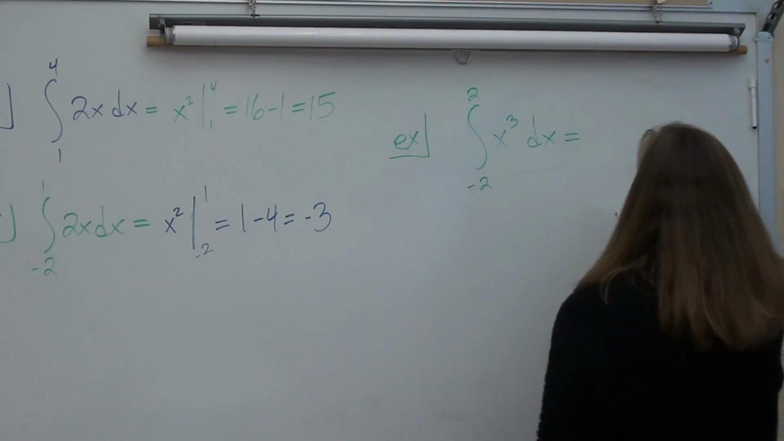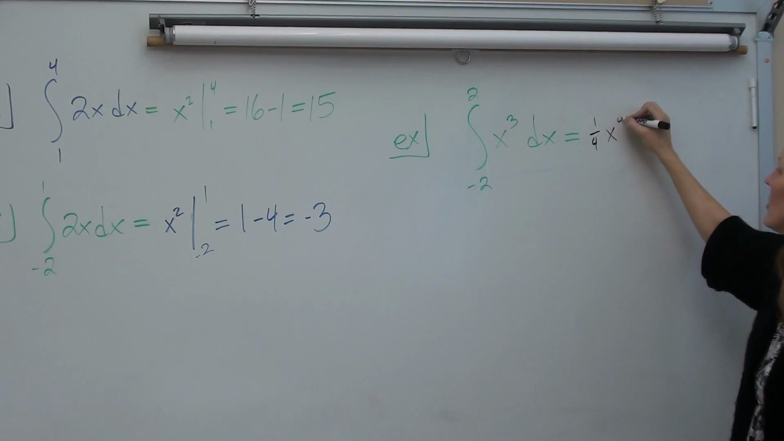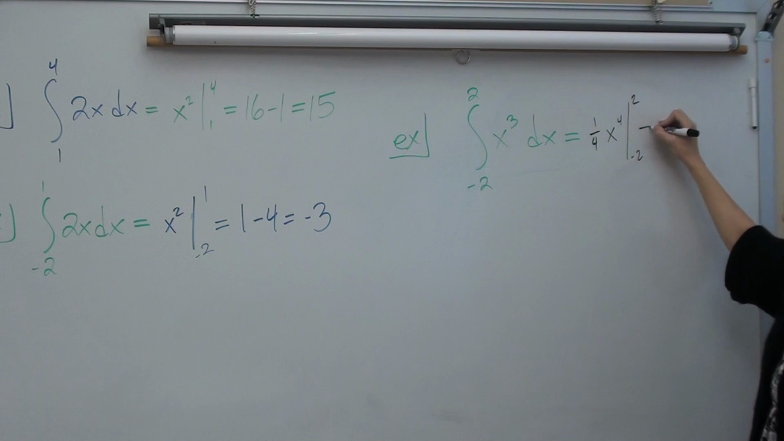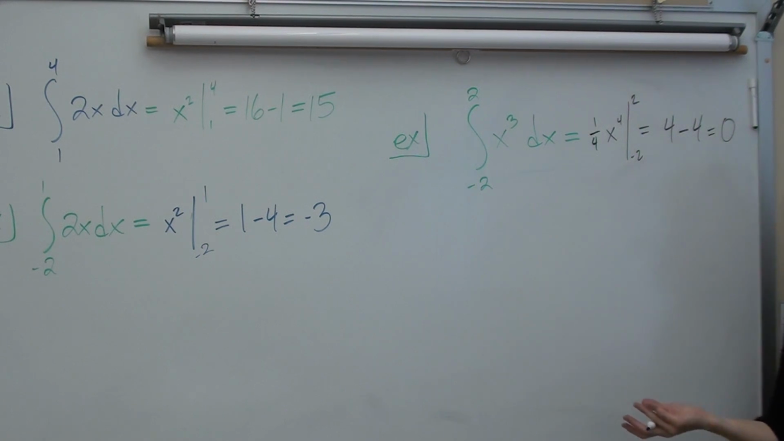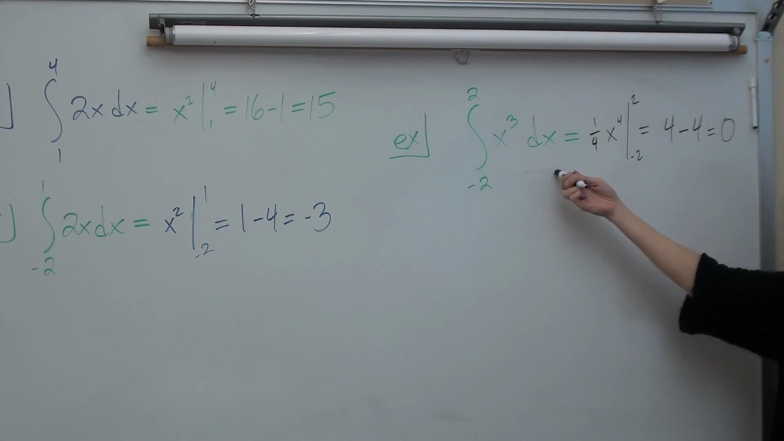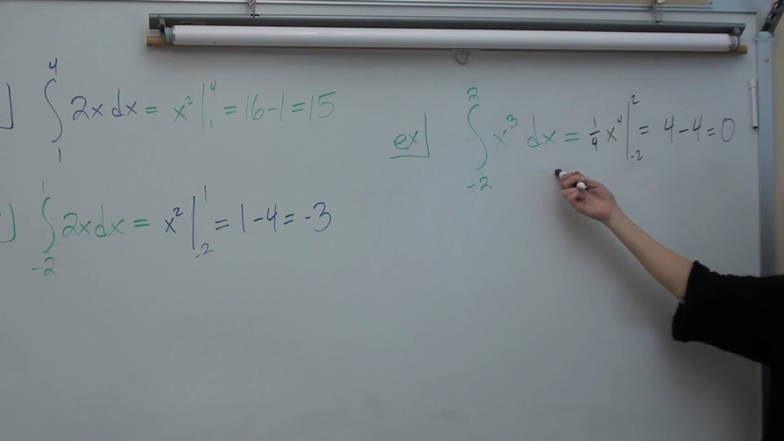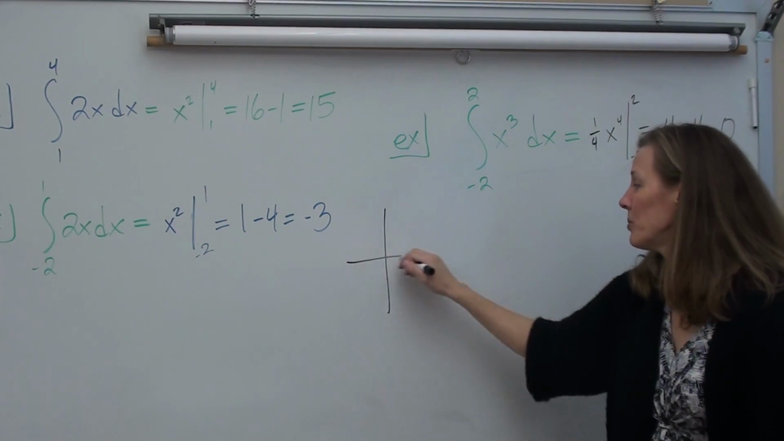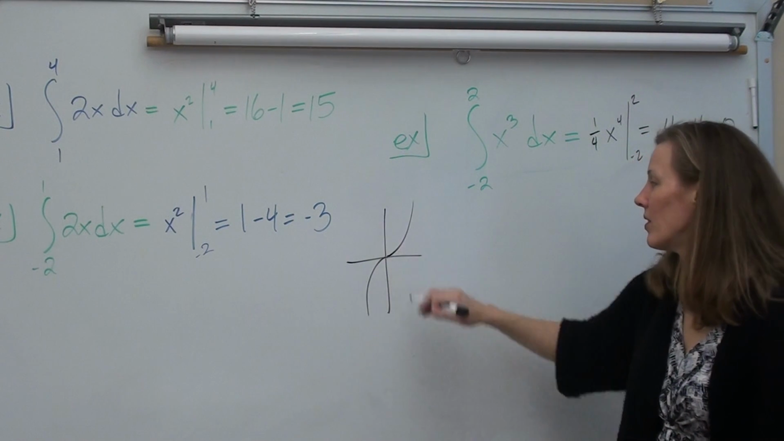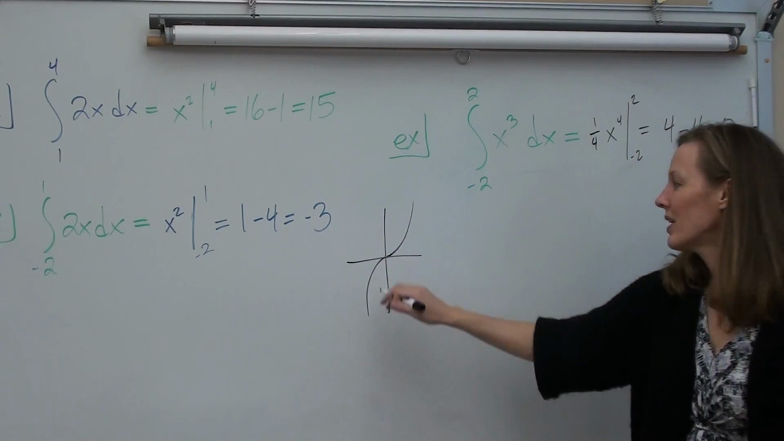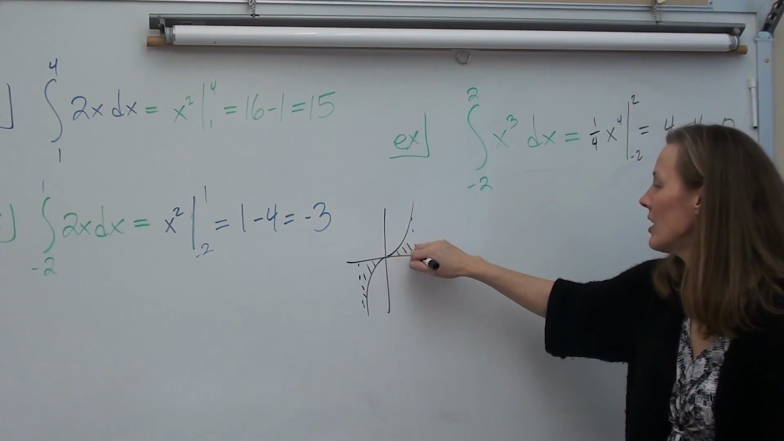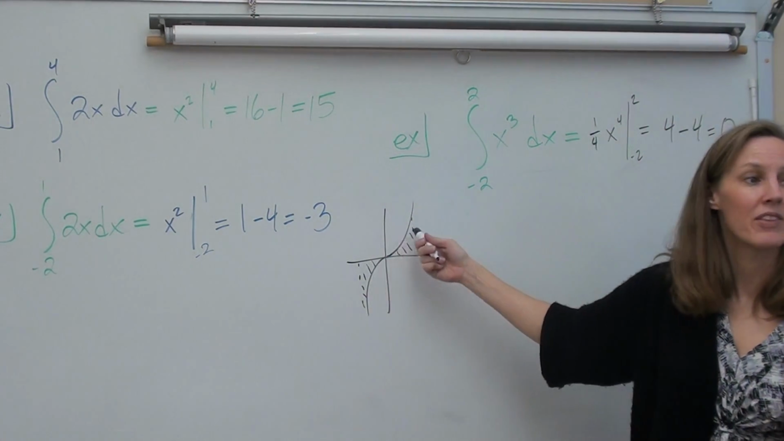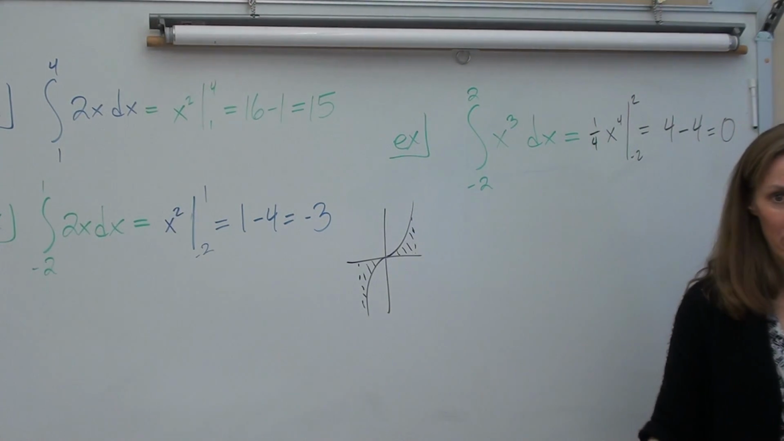Alright, so our function is 1/4 x to the 4th from -2 to 2. So 2 to the 4th is 16, so we get 4 minus 4. We have an integral of 0. Is that saying that x cubed has no area from -2 to 2? No. Well, then why would the integral be 0? Because it's symmetric, so the area here and the area here are the same, but that one's going to be negative and that's going to be positive, and they wipe each other out.